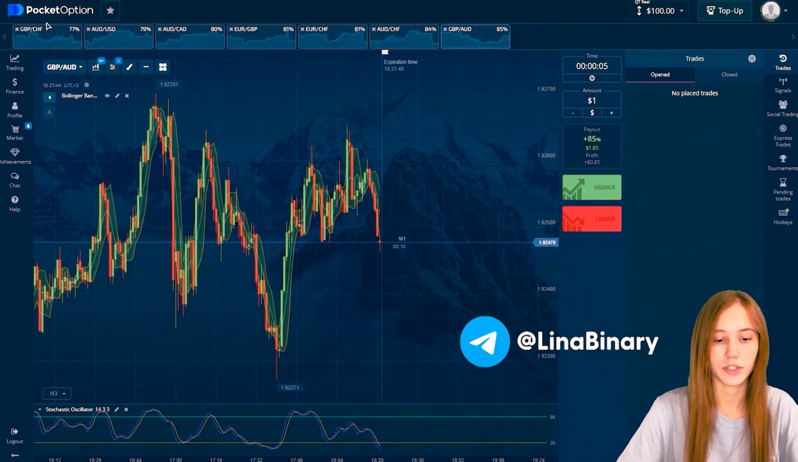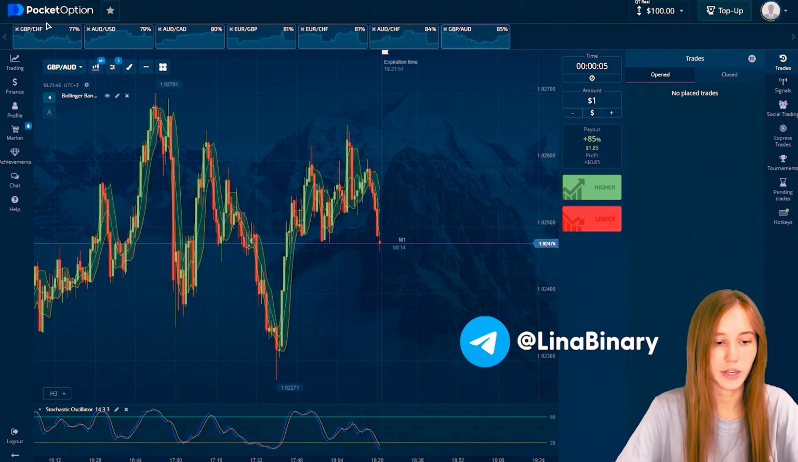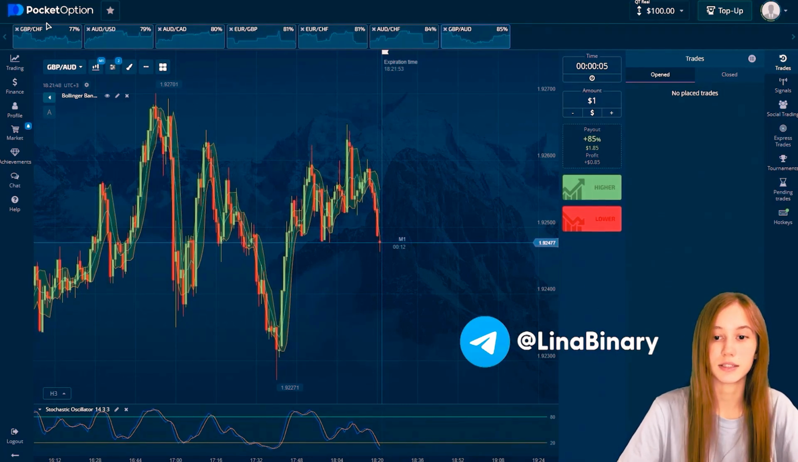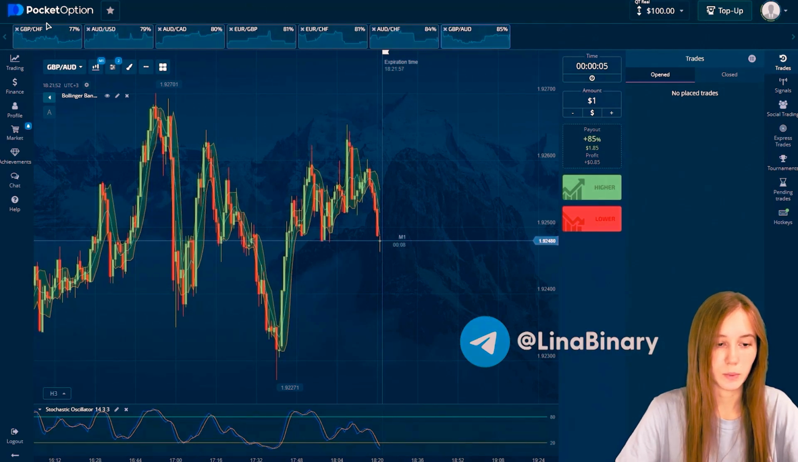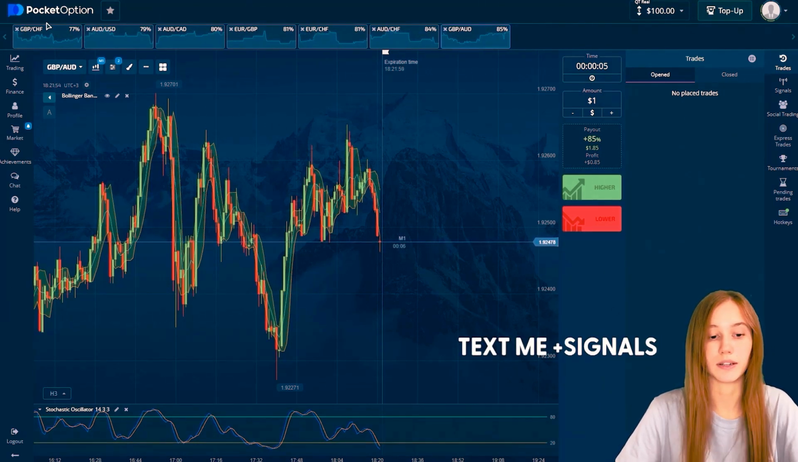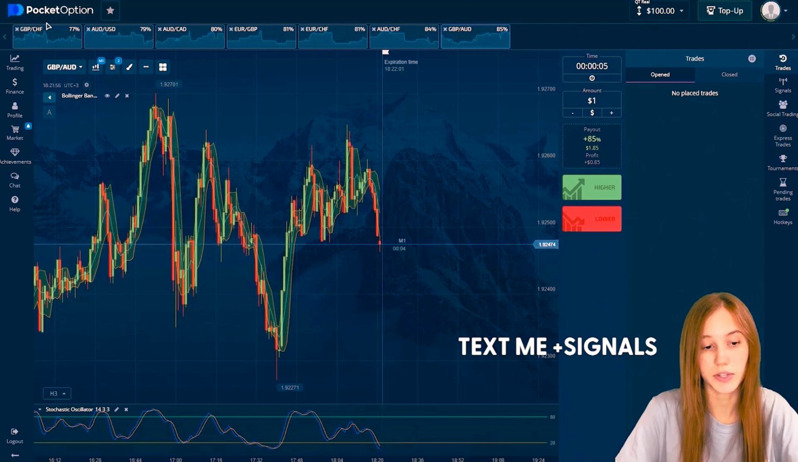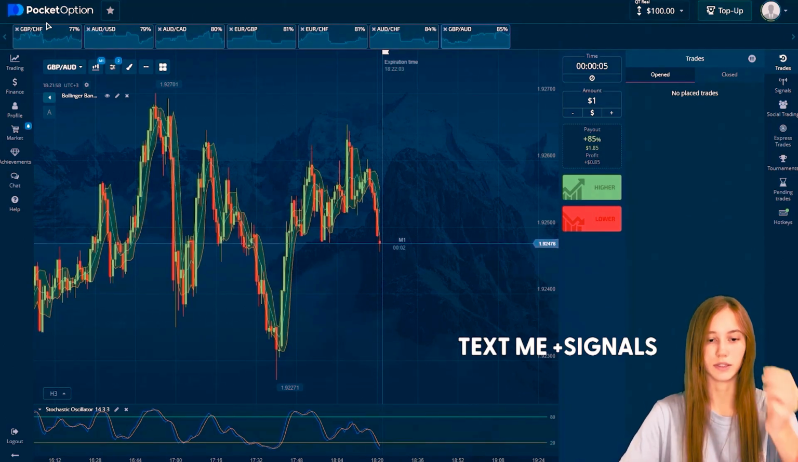So today we'll trade on Pocket Option and initially our balance will be exactly $100. Therefore, the first deal amount we will also set exactly $100, 100% of our balance at the moment respectively.